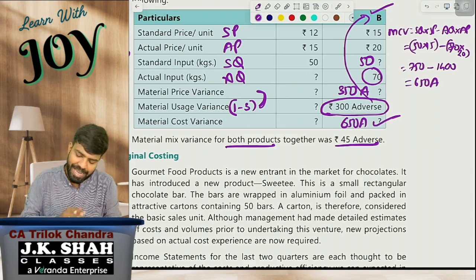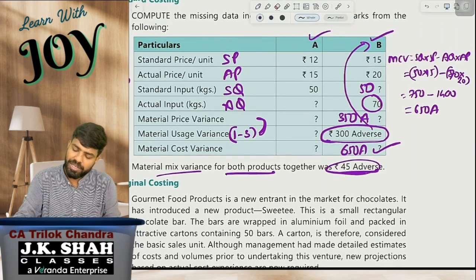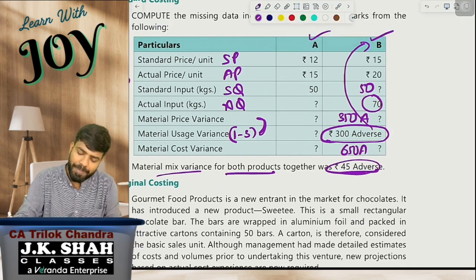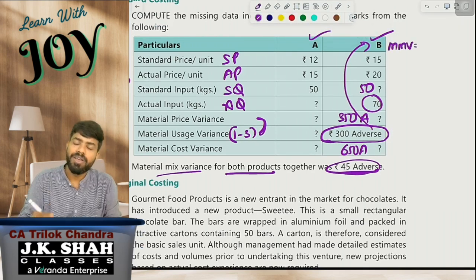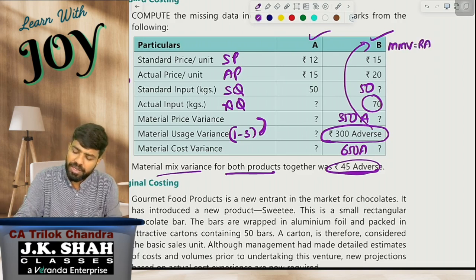Now when it comes to material A, nothing has been given. The only thing, we are stuck here. What are the other variances available? 45 rupees adverse mix variance. The formula for the material mix variance is 4 minus 3: 4 is RAQ into SP minus 3 is AQ into SP. The common thing is standard price.